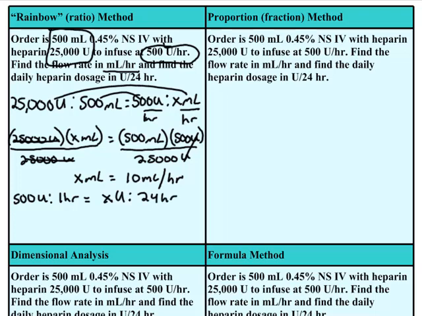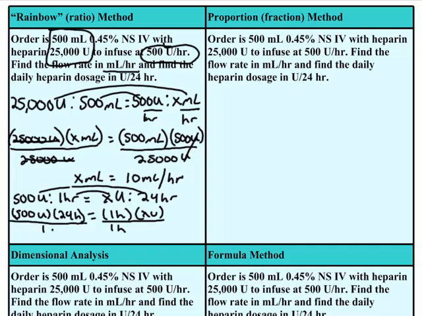We're going to multiply our means and our extremes. We get 500 units times 24 hours equals 1 hour times X units. When we divide both sides by the 1 hour, we find out that X equals 12,000 units. Therefore, in a 24-hour period, we will be giving 12,000 units.